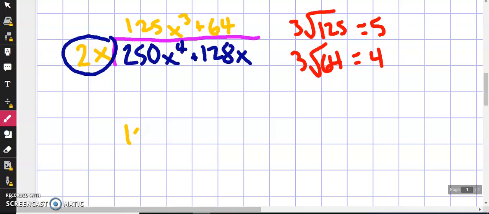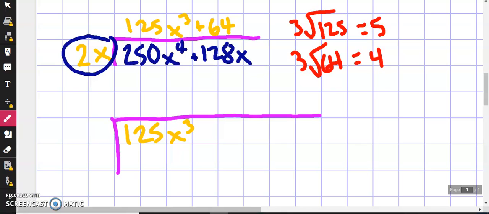So I'll start with my 125x cubed. I'll factor a 5x on the top row and a 4 on the bottom row. And then I'll do the division to see what should go on the top of my box. So 125 divided by 5 is 25. x cubed divided by x gives me an x squared. 4 times 25 is 100 with the x squared.